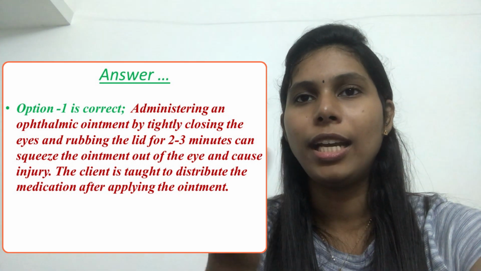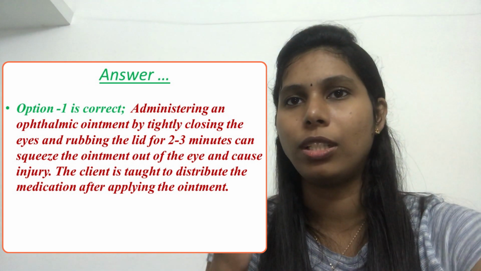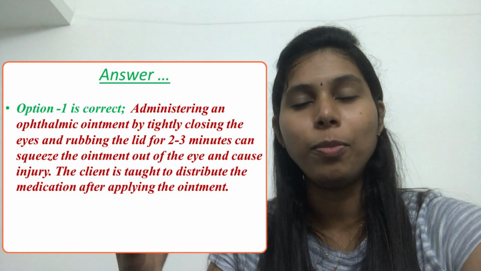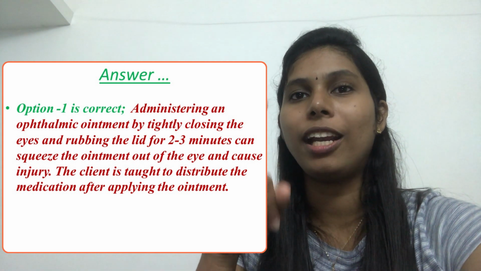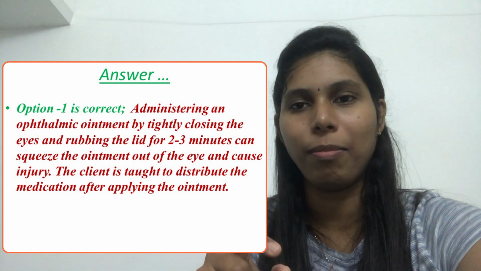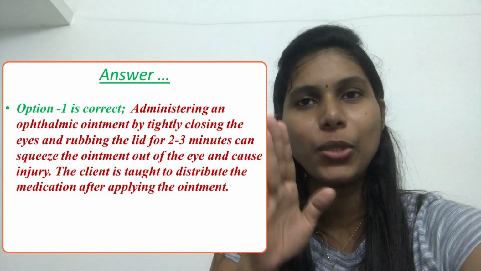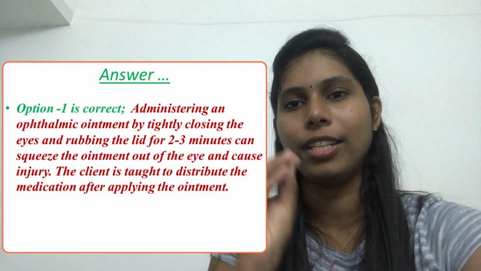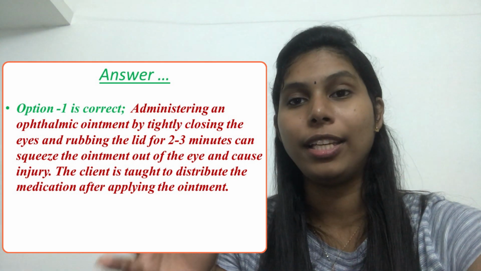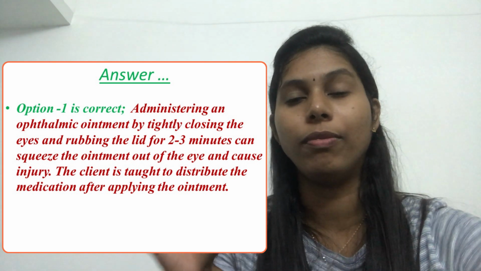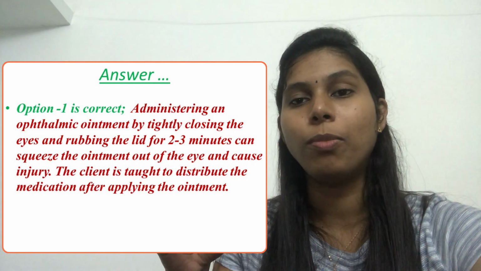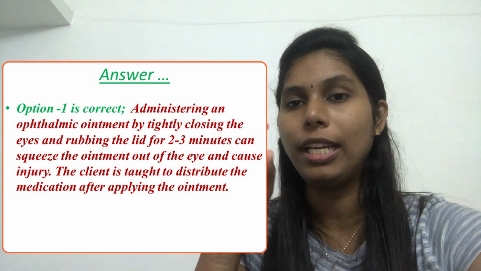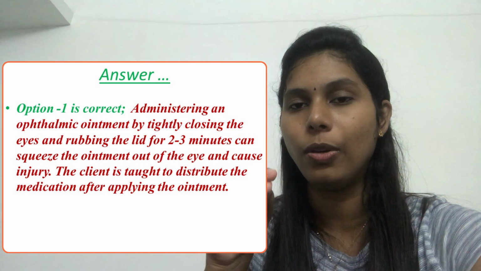When we read until 'after applying the ointment I will tightly close my eyes', you might feel it's correct. It seems like a correct option, but here there is the phrase 'and rub the lid for 2 to 3 minutes'. Imagine the rubbing, that will cause injury only. So that is the wrong option, and that is our answer in this question. We'll see the other options and why they are not the answer. That's also the best way to study, because in some other questions, the other three wrong options would be the correct answer. So if you know why that is not the answer in this scenario, it will help us to tackle other questions also.